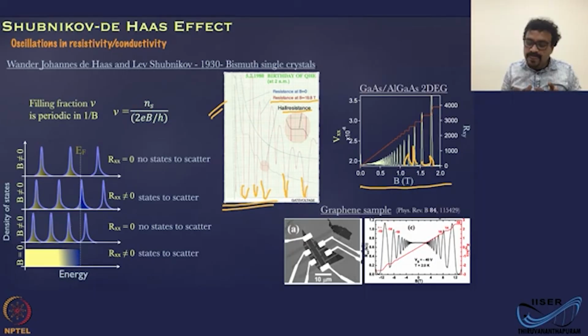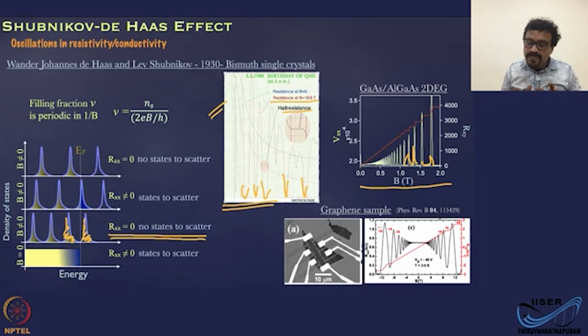if you don't have states at the Fermi level, you cannot backscatter. In this case, you have states at the Fermi level. There's a continuum state. You can actually backscatter and you will get a resistance. But here, the states are condensed onto these Landau levels, and this Landau level is outside. So these states are not accessible. This Landau level is full. So there are no states available for backscatter because those are already full. What that means is there are no states to backscatter. That means the resistance Rxx component will be 0.